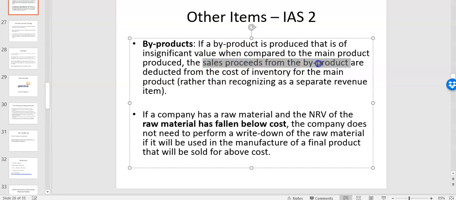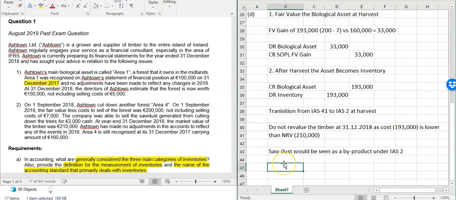The sale proceeds from the byproduct are deducted from the cost of the inventory, rather than recognizing separate revenue. Now that was an exam level trick to see, were students aware of the key detail in IAS 2, not just the basics of IAS 2, but the detail as well. So here you're going to debit bank or cash. I think it said cash here, 2,000 to bring the money in. And you're going to credit inventory cost 2,000 less. Reduce your inventory down.